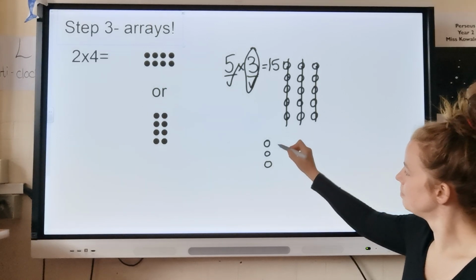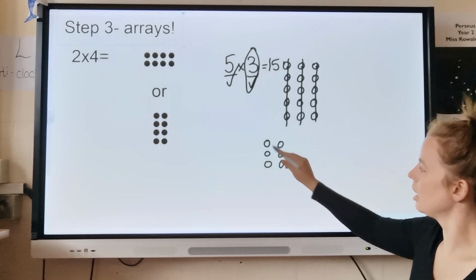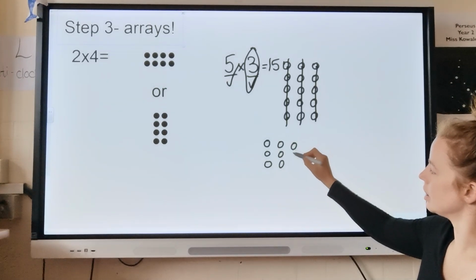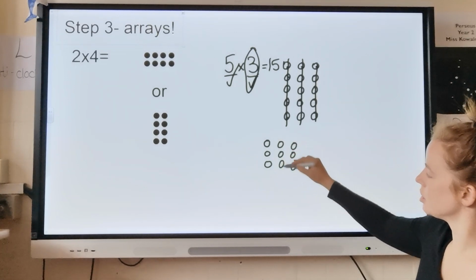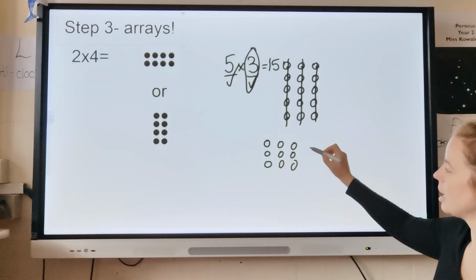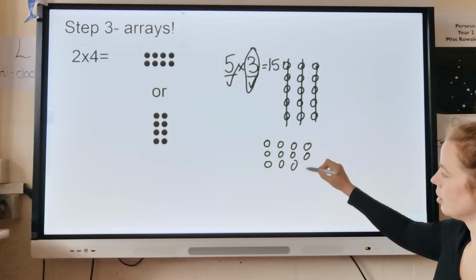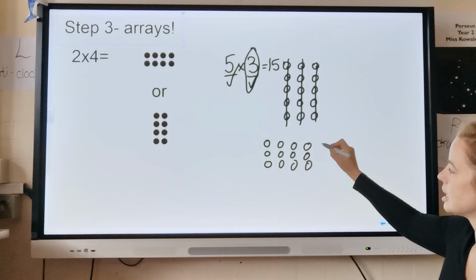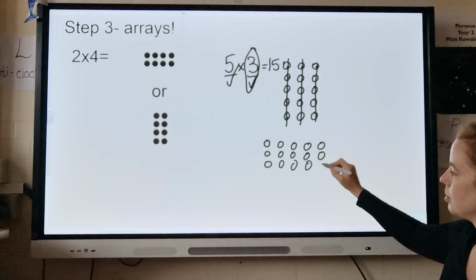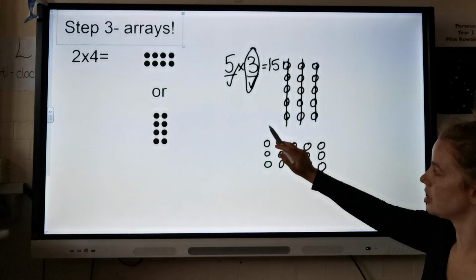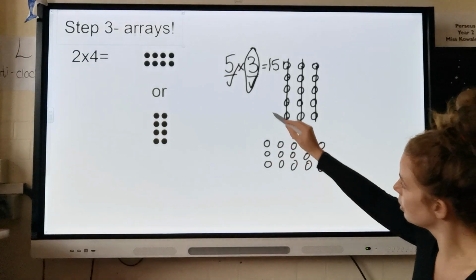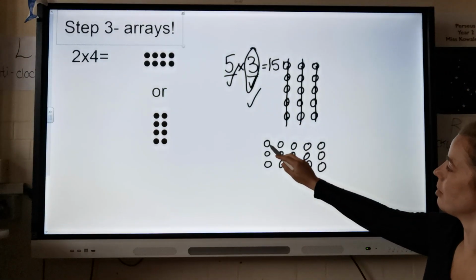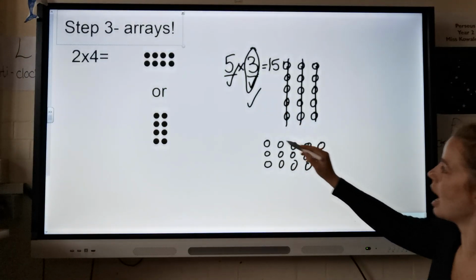So we have 1, 2, 3, 1, 2, 3, 1, 2, 3. We need to do it 5 times. 1, 2, 3, 1, 2, 3. So we need to do it one more time. 1, 2, 3. So let's double check. So we have 1, 2, 3. Good. And we have 1, 2, 3, 4, 5.